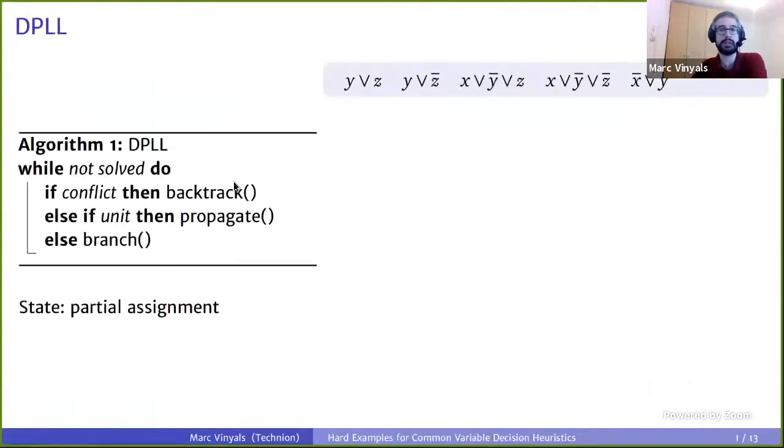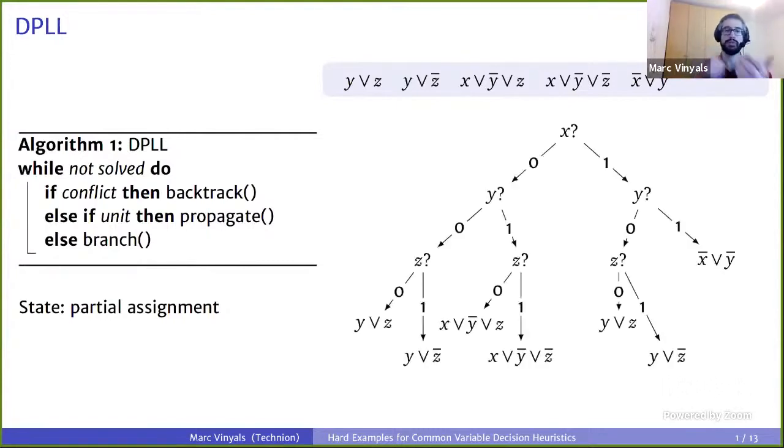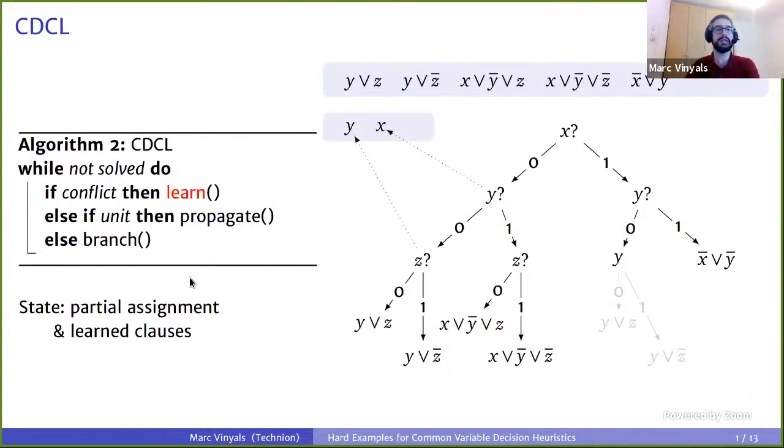So let me quickly recall our beloved CDCL algorithm, which is based on DPLL from the 60s. In DPLL, we have a formula and we branch on variables. If there's a unit variable, we propagate it. If there's a conflict, then we backtrack. So in this example, we would branch on X, branch on Y, then get a conflict with Z, backtrack, and so on.